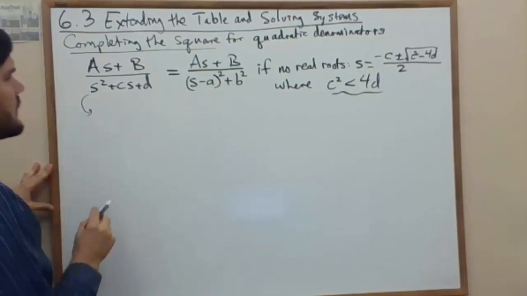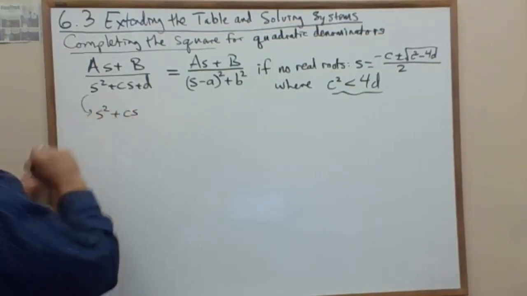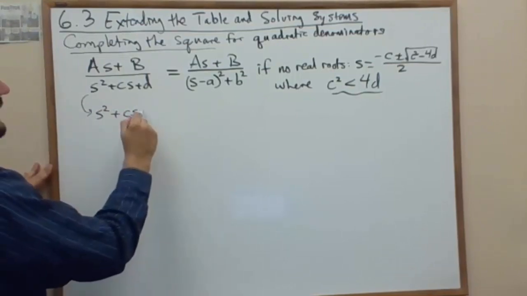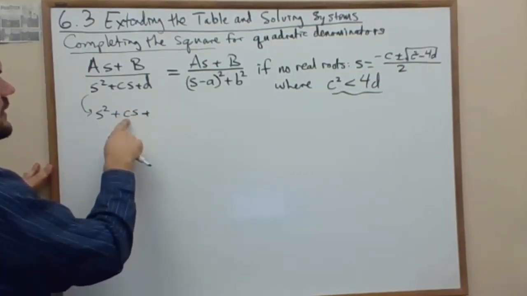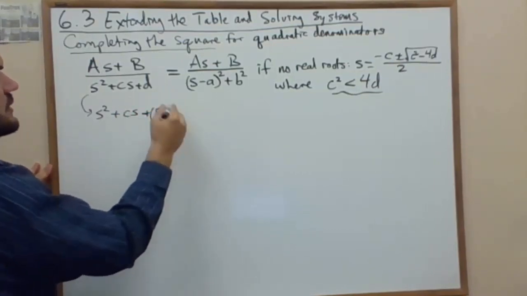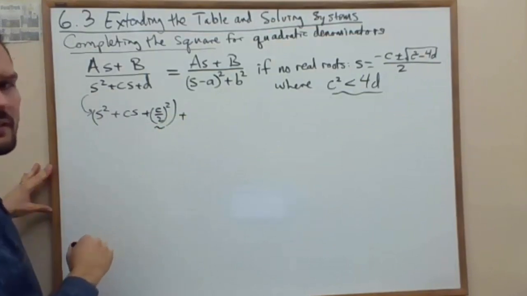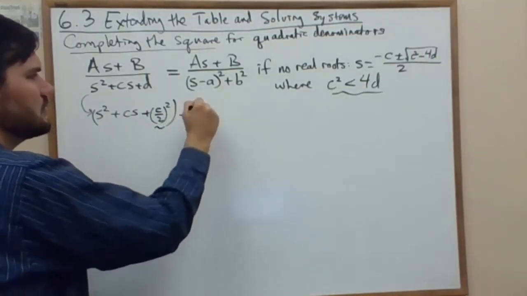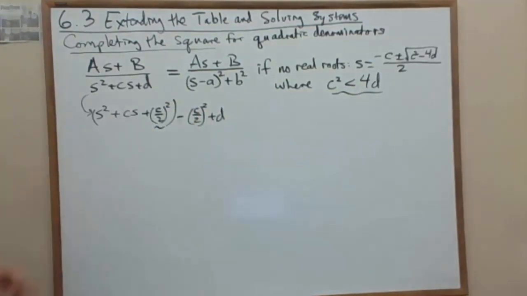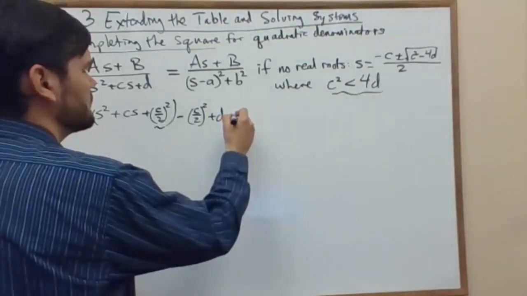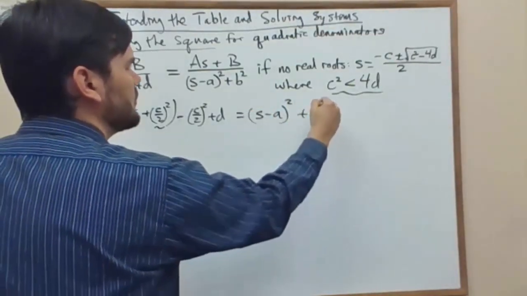By comparing the two denominators, I want to think of taking this s squared plus cs and first expanding that out by adding the next term that we need to have a perfect square. That would be this value divided by 2 squared. So that forms a perfect square by itself. And then since we added the c over 2 squared, we need to subtract it on the outside, left over. And then I want to compare this to s minus a quantity squared plus b squared.